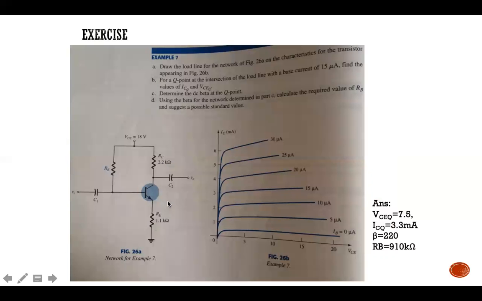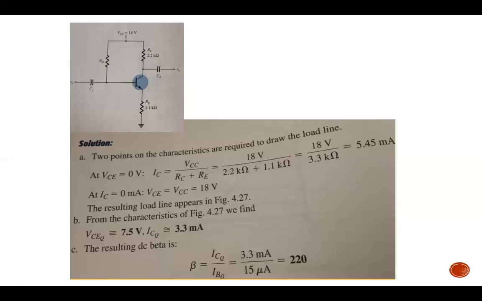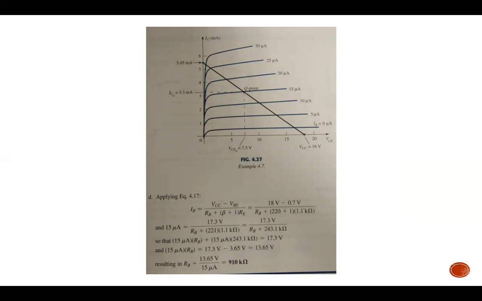Question D: using the beta for the network determined in part C, calculate the required value of RB and suggest a possible standard value. To get the RB, you just use KVL to solve for IB, and then you can get the RB. So RB equals 910 kilo ohm.